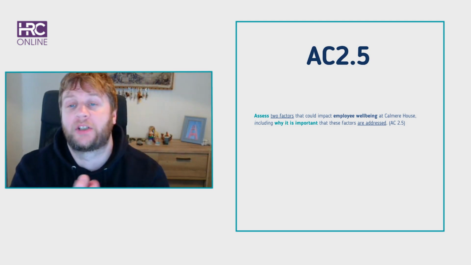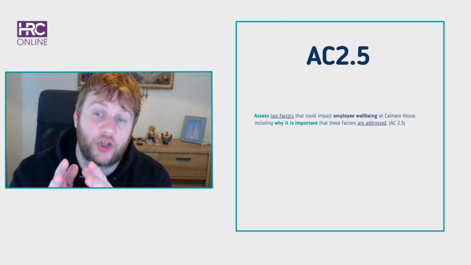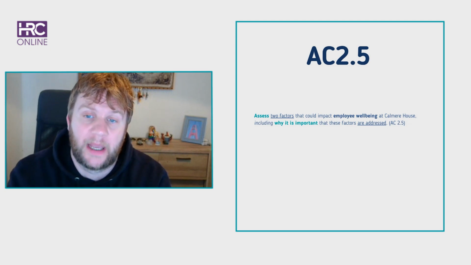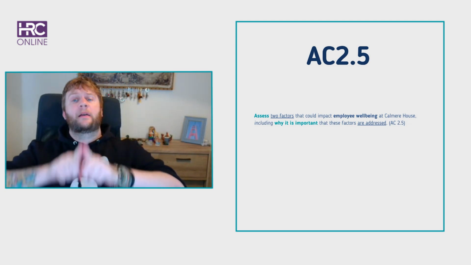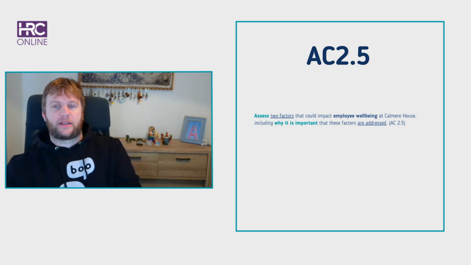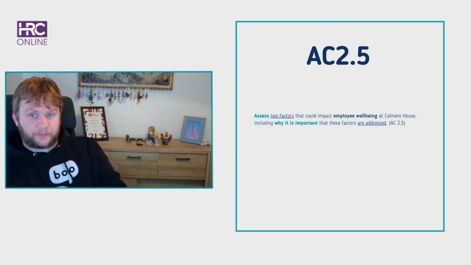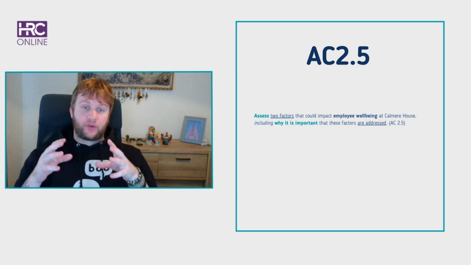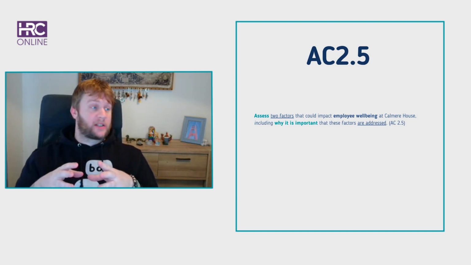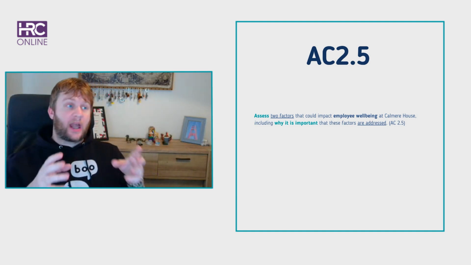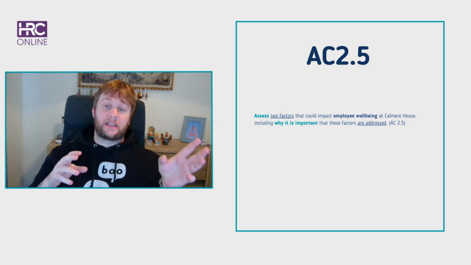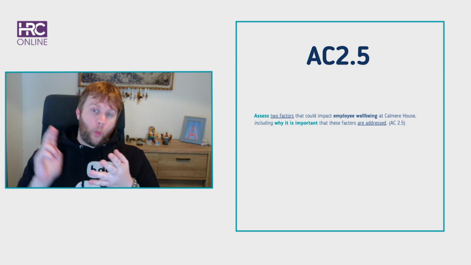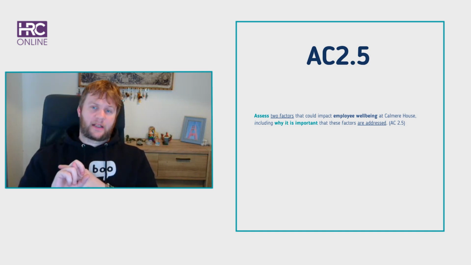Now, the question that is set was: assess 2 factors that could impact employee well-being at Kalmere House, including why it's important that these factors are addressed. So you have 4,550 words to address all 12 questions. AC 2.5 is question 9, which means you've got around about 380 words to address the 2 factors, including why it's important that these factors are addressed.